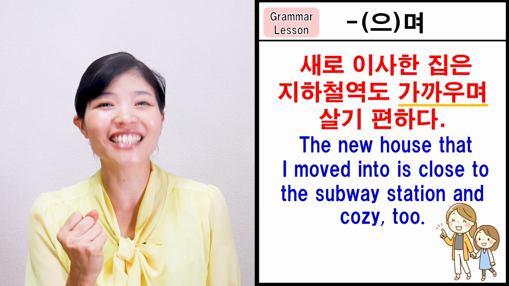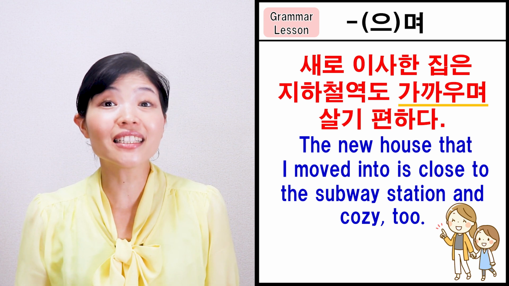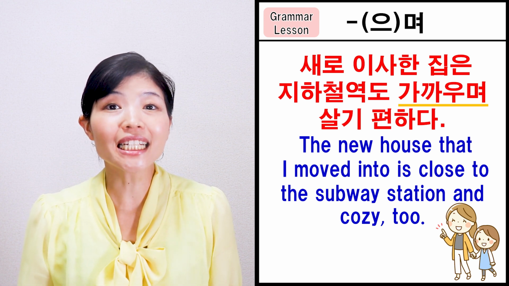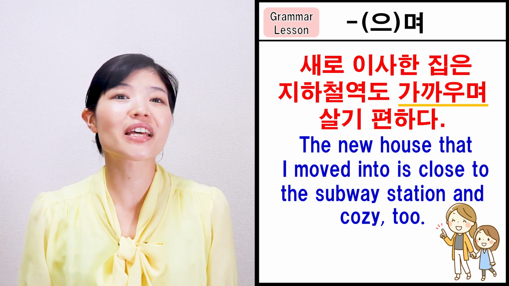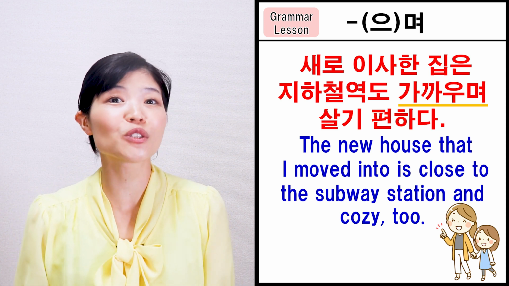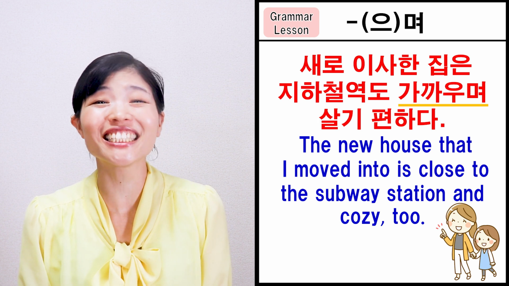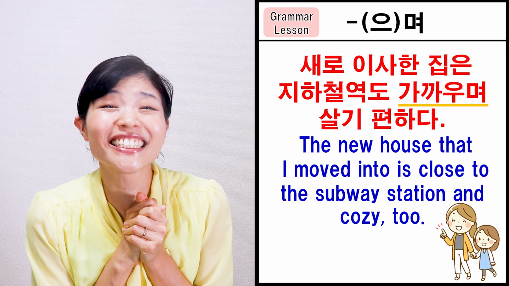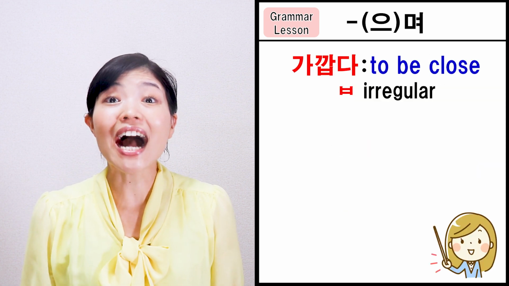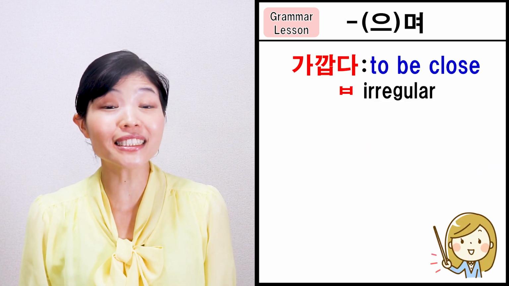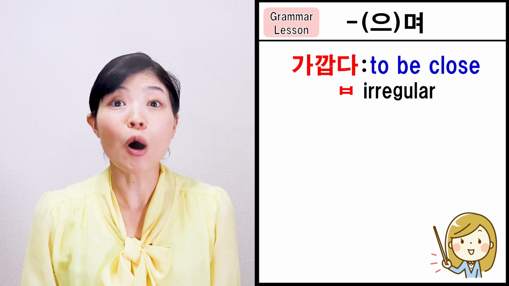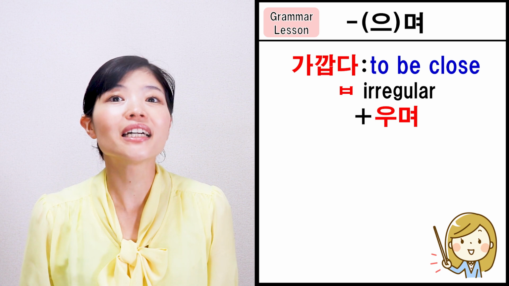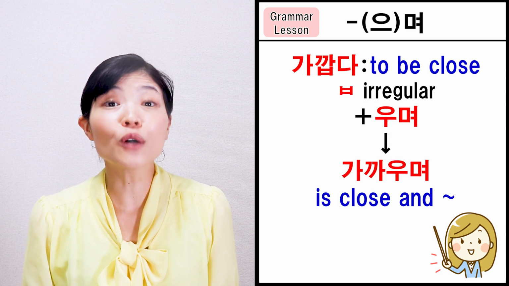Let's read the next sample sentence. 새로 이사한 집은 지하철역도 가까우며 살기 편하다. The new house that I moved into is close to the subway station and cozy too. A cozy house is the best, isn't it? Here, since the adjective 가깝다 to be close applies to 비읍 irregular, you omit the final consonant 비읍 and add 으며 to make 가까우며 is close and.